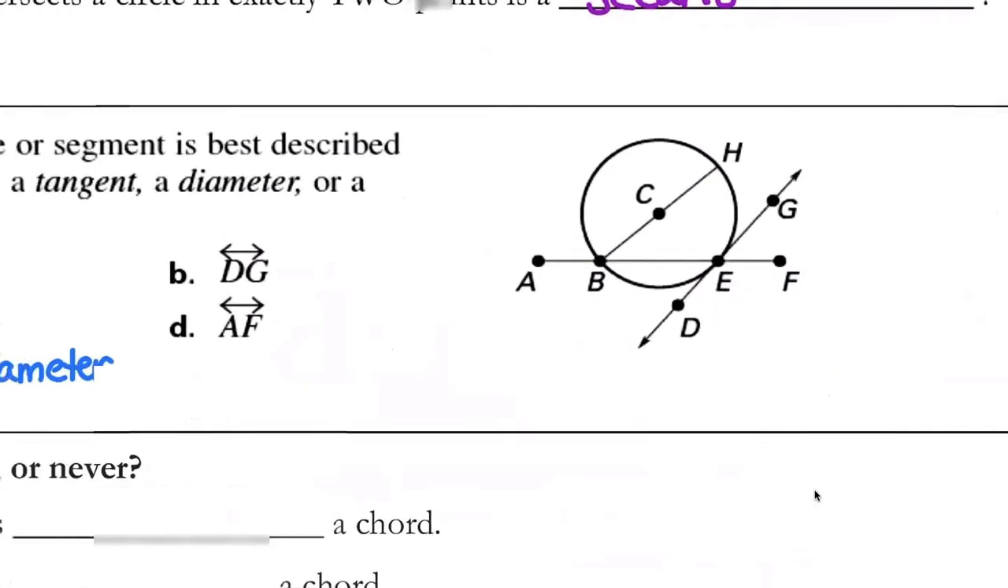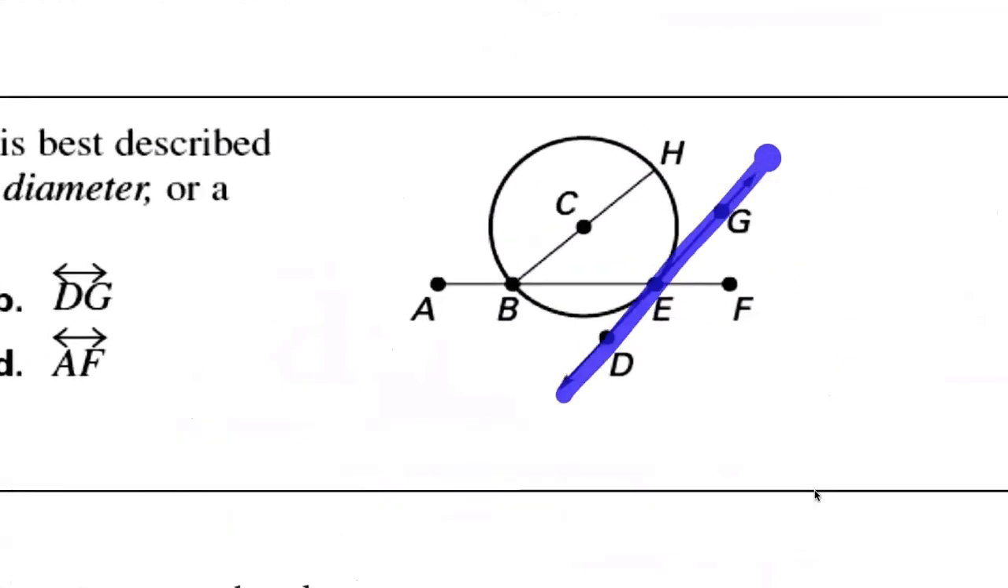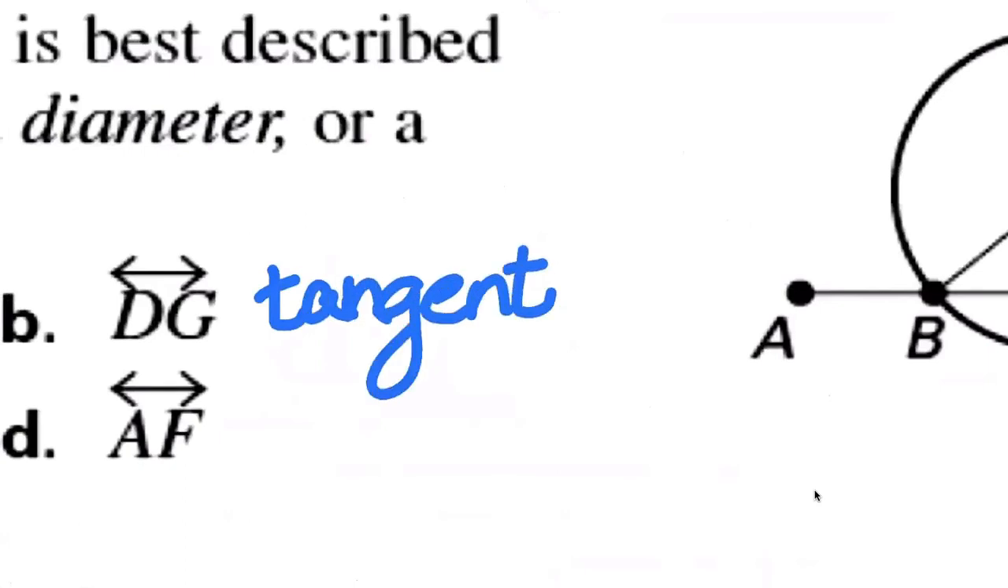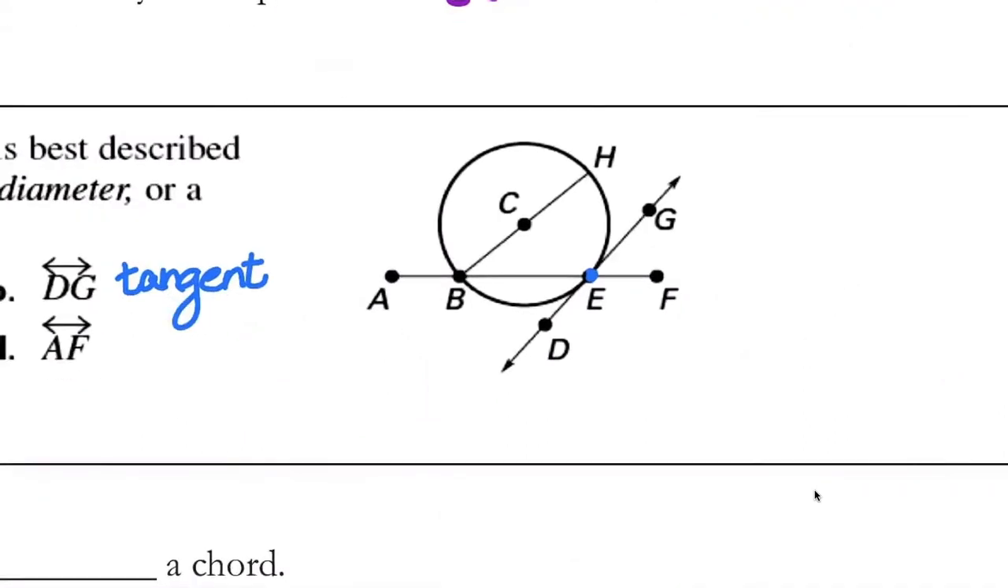Okay, line DG. Line DG is that line right there. First of all, line DG intersects the circle at exactly 1 point. So that makes it a tangent. Secant lines have to hit in 2 places, so have to hit the circle in 2 different points. So if I had a line like this and I moved it, so it looked like that, that would now be a secant. But as it's drawn, this line right here is a tangent line.